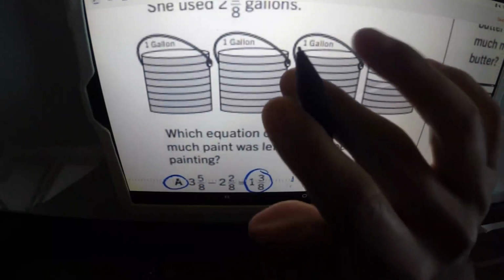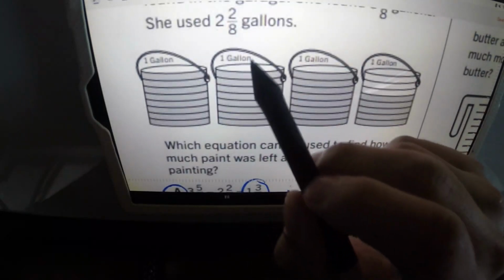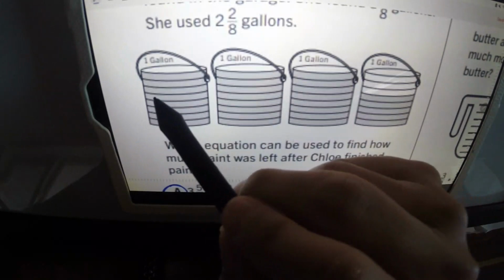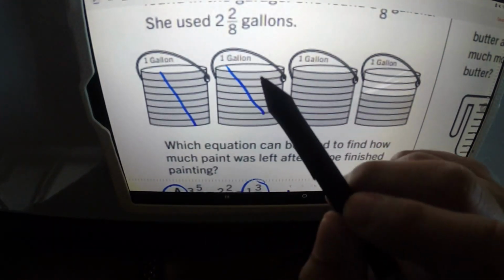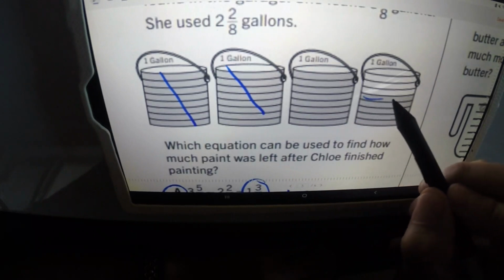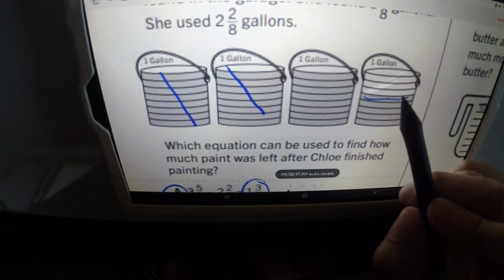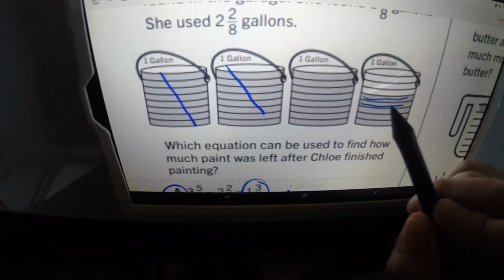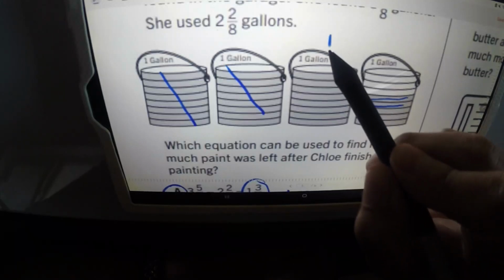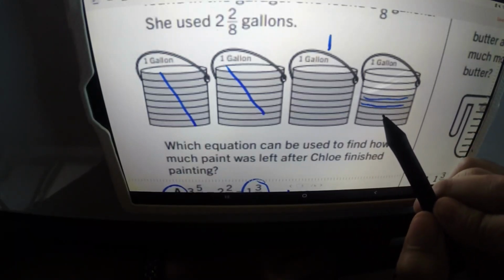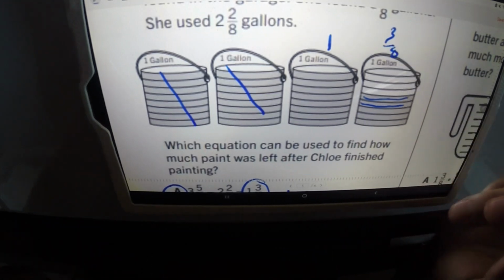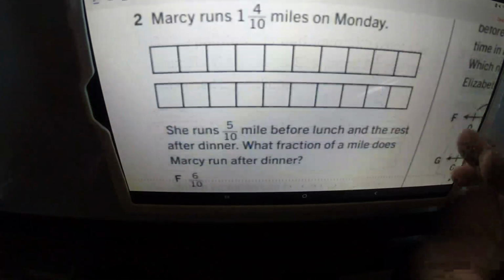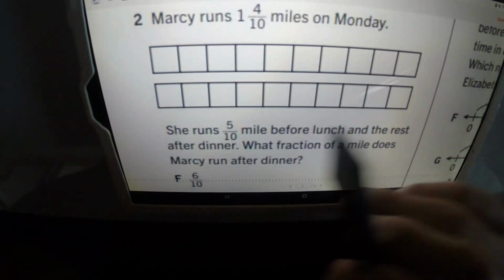So we're going to subtract 2 2/8. So 1, whoops, cross out. We're going to subtract this 1, 2, and we're going to subtract 1 and 2, and that leaves us with 1 whole gallon here. We count the eighths. 1, 2, 3, 3/8. That's how you do it visually. Okay, that's question number 1. On to question number 2.